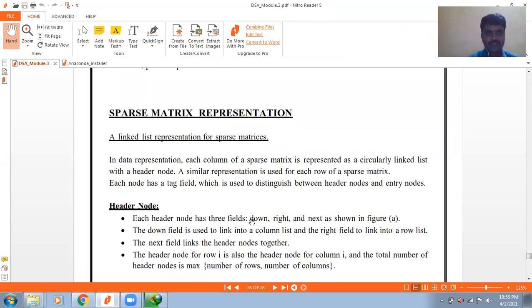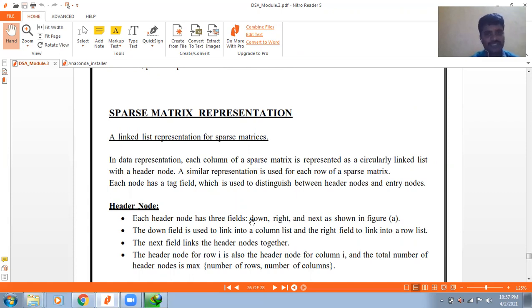So now we are taking the application of sparse matrix representation in a linked list. So, a linked list representation of a sparse matrix. Here is the sparse matrix. It is very important when we are doing big data analysis, because when we are transmitting big data through a channel or communication system, we are getting a lot of errors. To reduce those errors, we can use the sparse matrix operation.